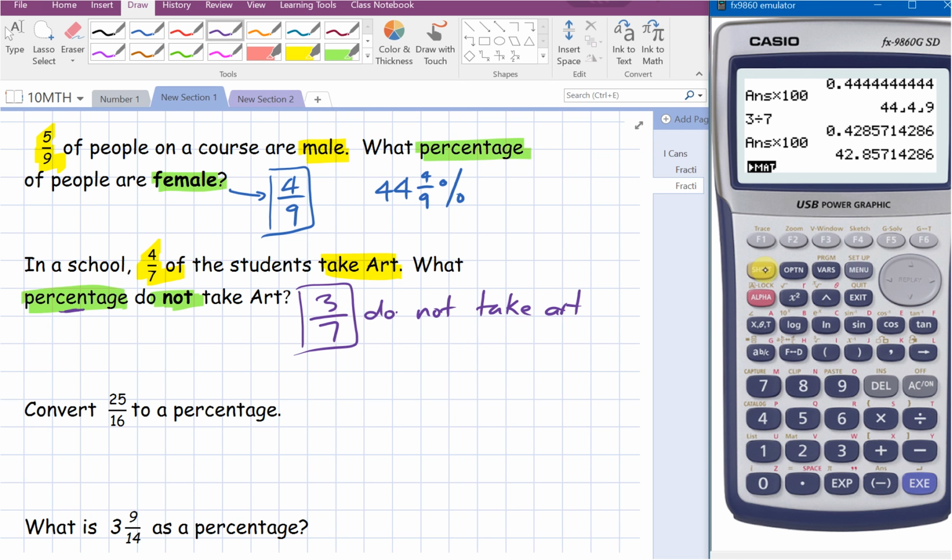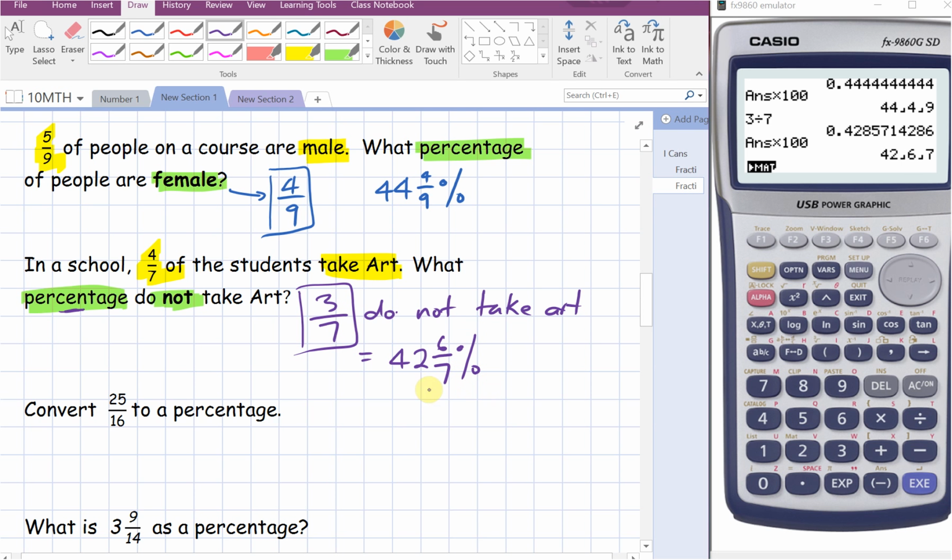And then I'm going to go Shift FD, and I get 42 6/7%. So this is equal to 42 6/7%. So that would be the accurate answer.